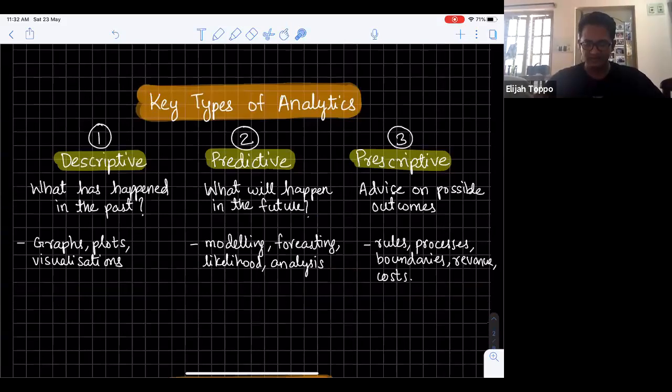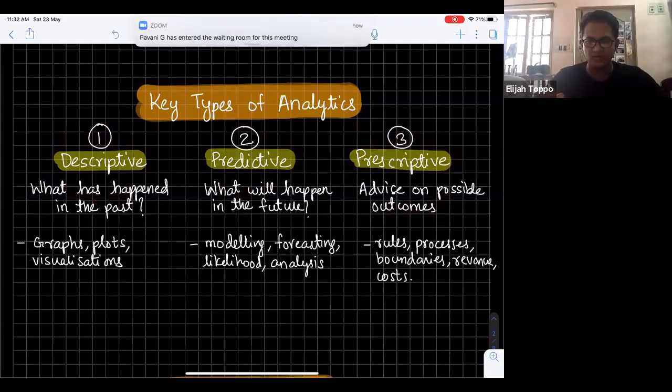When we look at the key types of analytics that are present, we can further divide it into three parts. We can talk about something called descriptive analytics, predictive analytics, and prescriptive analytics. Even in my talk about data science, I used these terms. We'll probably go deeper into what they mean.